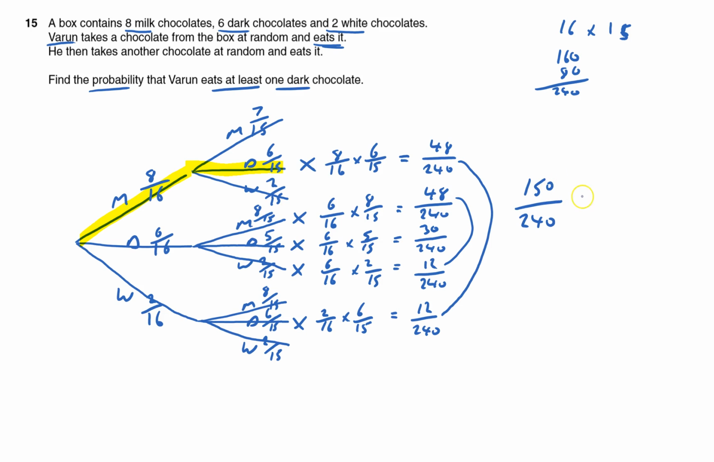Or I could just cancel that down, divide top and bottom by 10. That's 15 over 24. Or I can now divide top and bottom by 3, so that'll be 5 over 8. Any of those would do, and that's the probability that Farron eats at least 1 dark chocolate. And that's question 15 done.